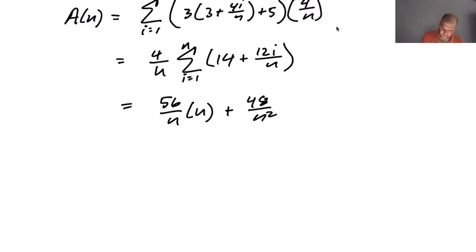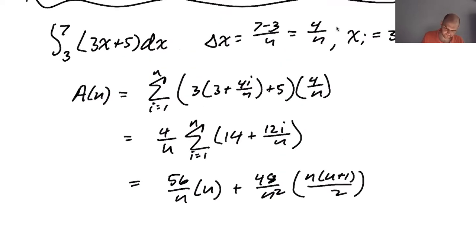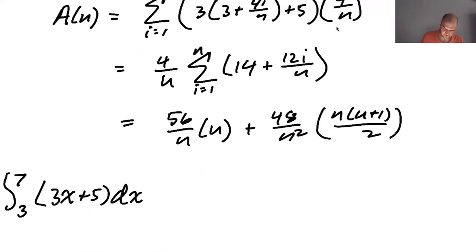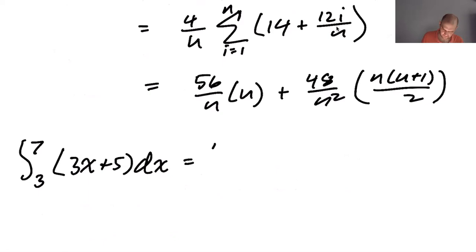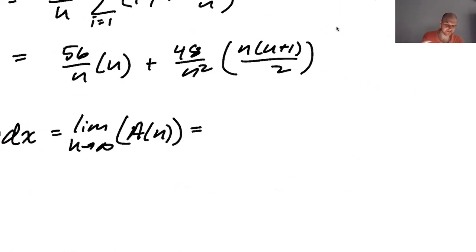48 over n squared, n plus 1. I mean, I'm going pretty fast, so I could imagine getting it wrong. All right, so this thing is what we were trying to find. And I'm just going to say it equals the limit as n approaches infinity of a of n. Depending on your teacher, depending on the course you're in, you might have to show more work than what I'm showing. I'm okay with this amount of work.